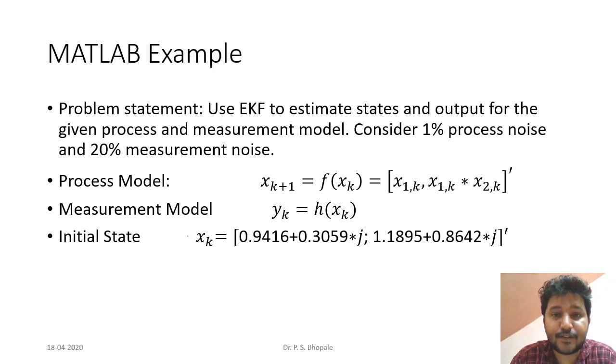Now, to understand the extended Kalman filter algorithm more clearly, we'll take a MATLAB example where a problem statement is given with a process model and a measurement model, and some initial conditions are given. The process model is some function of x k, where the first state is x1 and the second is x2, a multiplication of x1 x2, and the measurement model is just h of x k, which is the measurement of the second element. Now initial conditions are given like 0.9416, and that is a complex number.